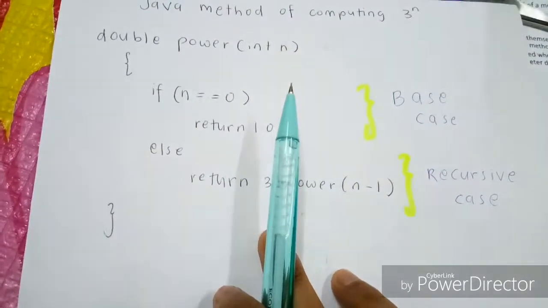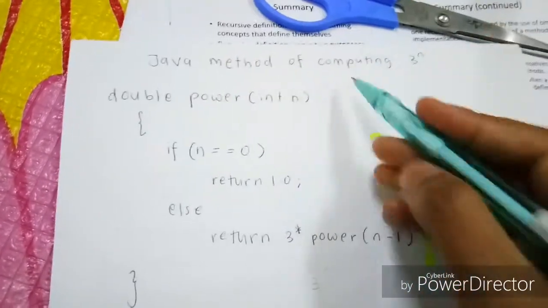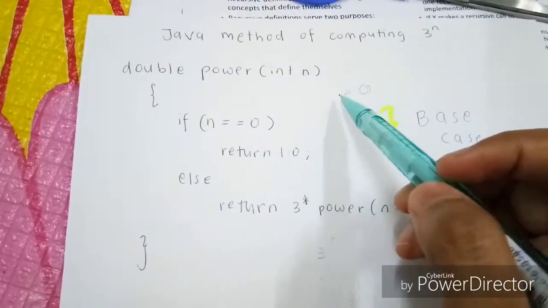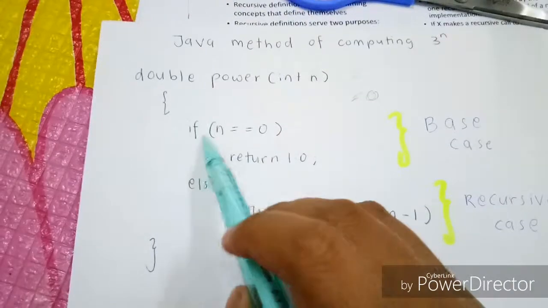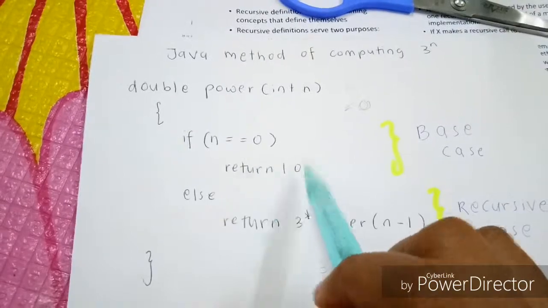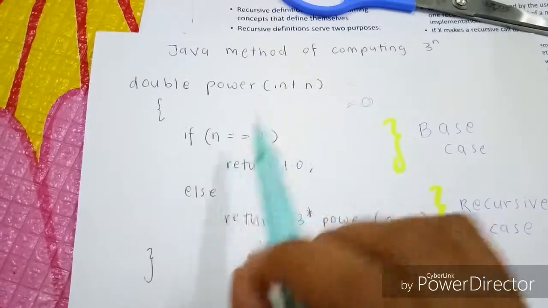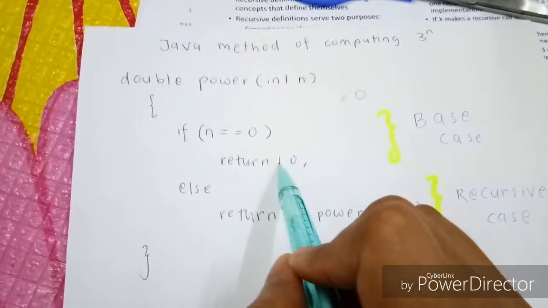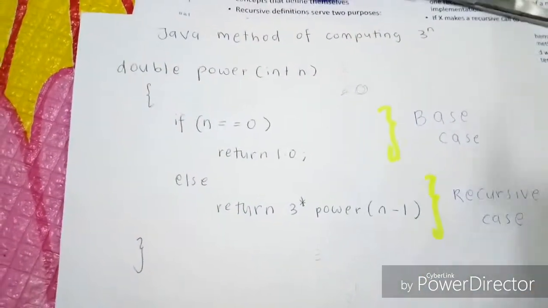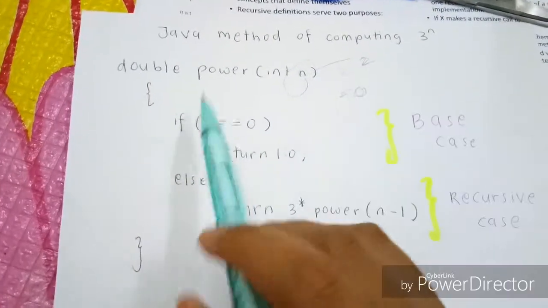For example, we enter the value of n. For example, I enter the value of 0. When I enter the value of n as 0, it will meet the first condition, if n equals 0, it will return 1.0. So if I enter the value of n as 0, it will return the result of 1.0. So finished.